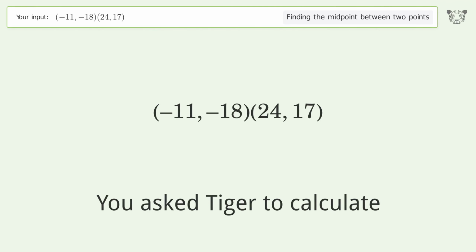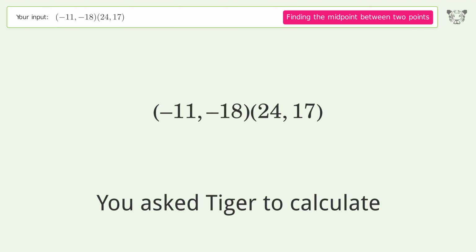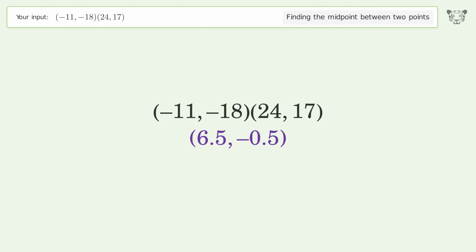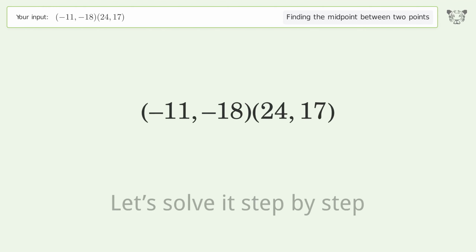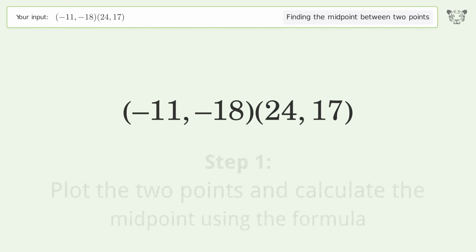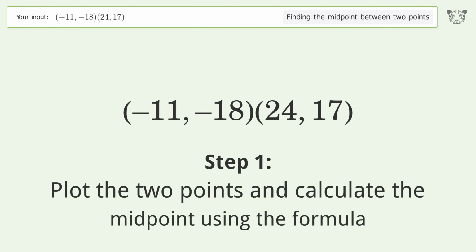You ask Tiger to calculate. This deals with finding the midpoint between 2 points. The midpoint between the 2 points is (6.5, -0.5). Let's solve it step by step. Plot the 2 points and calculate the midpoint using the formula.